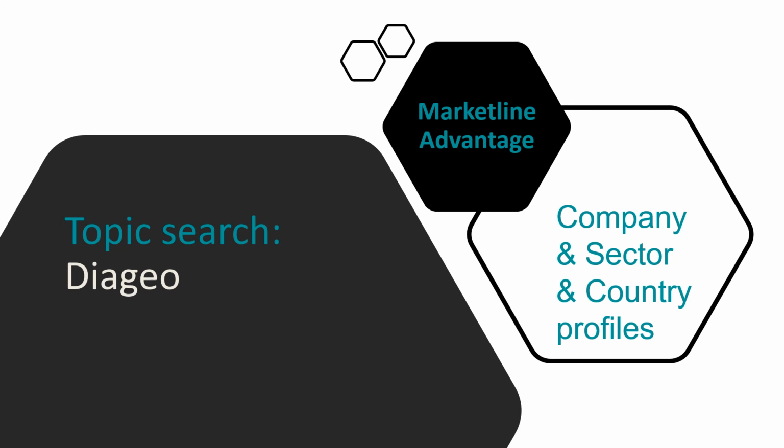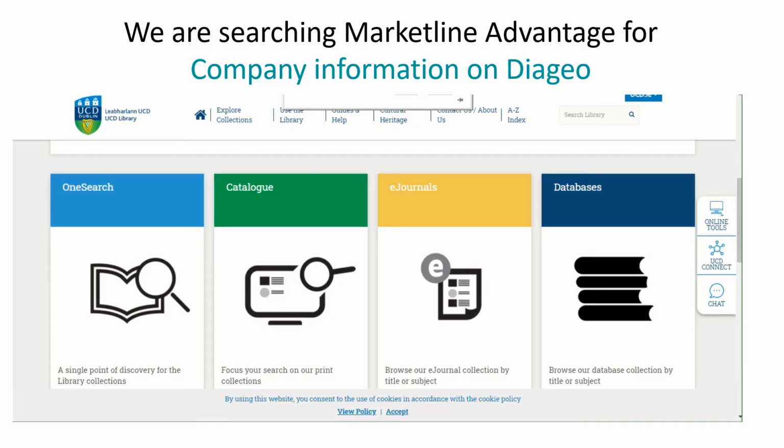MarketLine Advantage is one of our marketing databases. We're going to look at finding company information on Diageo in this database now. If you need to do research on a company before you go and work for them or apply for a job with them, this next database, MarketLine Advantage, is a good one to have a look at. It can give you information on sector, country, and also company.